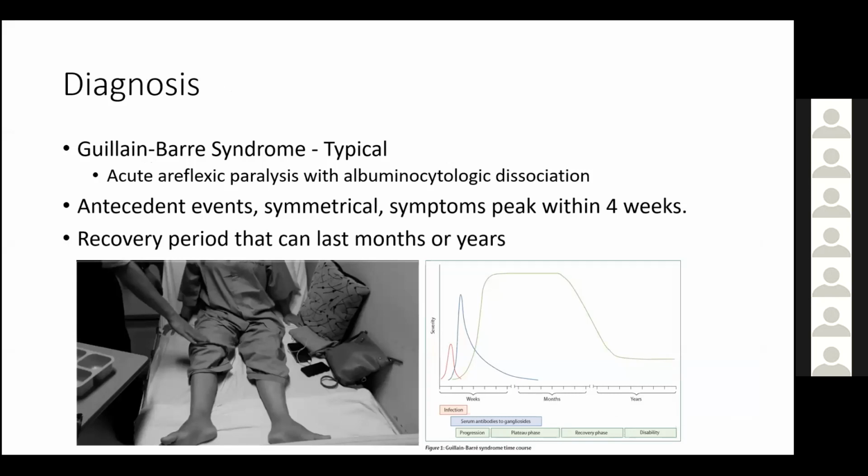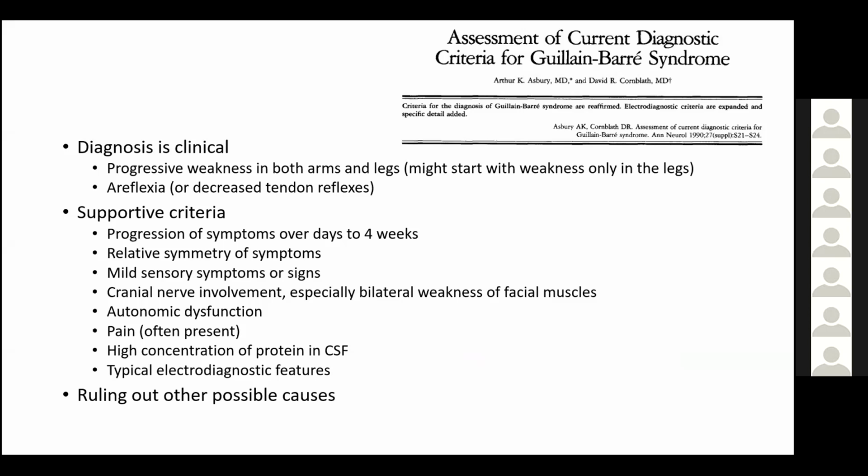So she had this antecedent event where she developed an infection, and followed by that, she developed symmetrical ascending paralysis, with the symptoms from the onset peaking within 4 weeks. So it fulfilled the criteria of someone that has Guillain-Barré syndrome. After that, normally Guillain-Barré syndrome will recover over the next few months, right? So again, the diagnosis of Guillain-Barré syndrome is purely clinical.